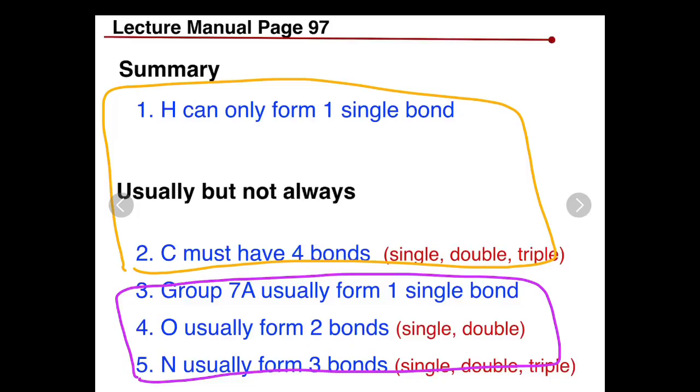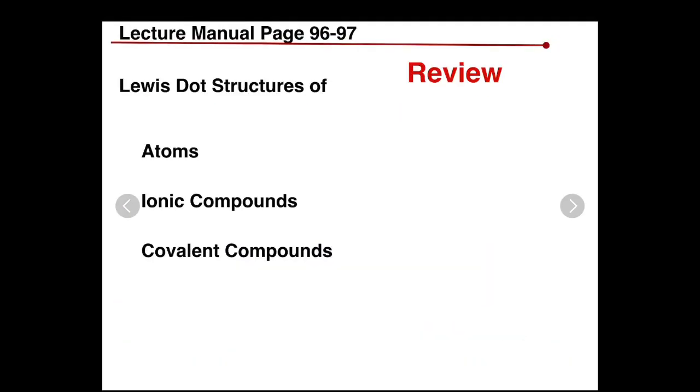Okay, we're going to talk about those in the later videos. Here's the summary of what we just went over. We look at the Lewis dot structure of a simple, neutral atom, for example oxygen. You just find the number of valence electrons and put a dot around that atom.